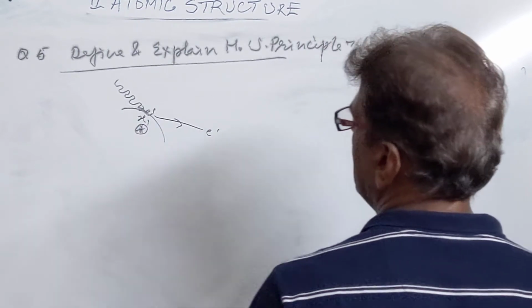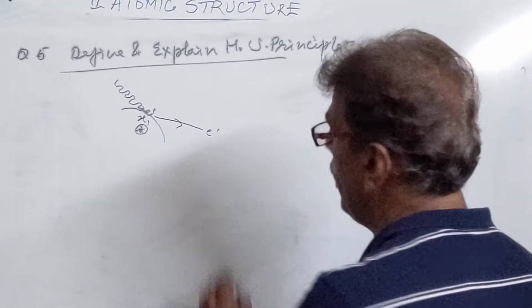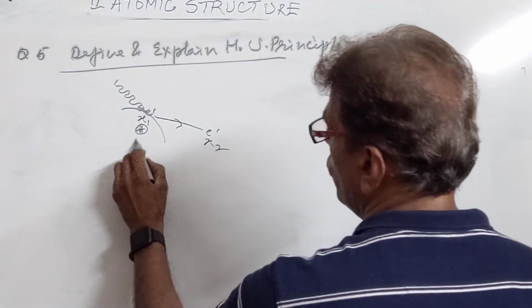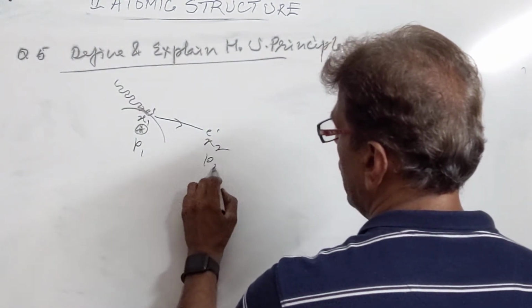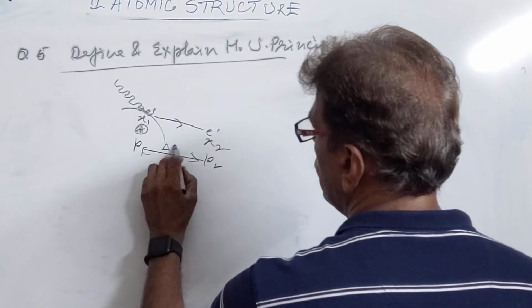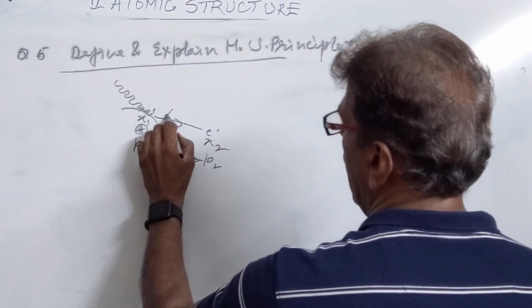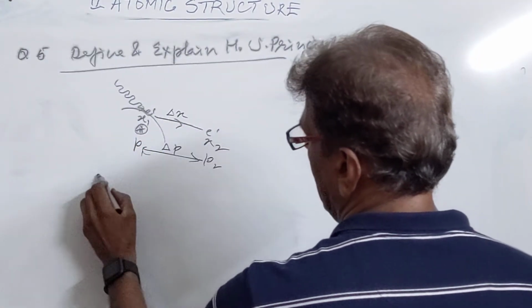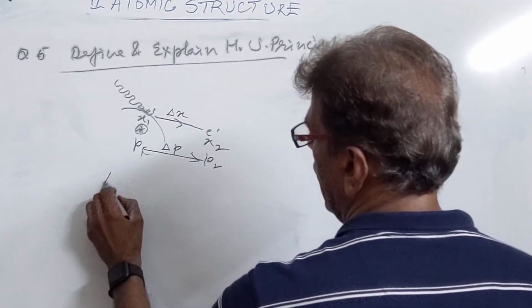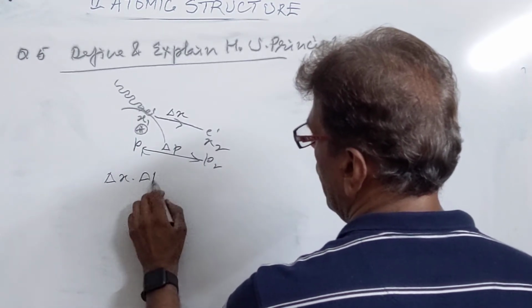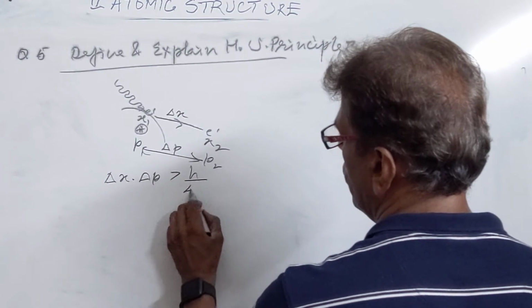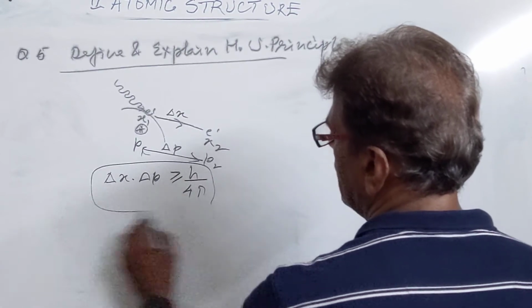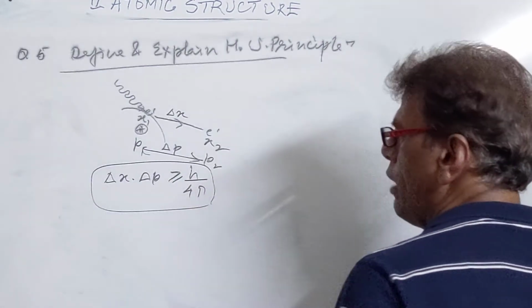If the initial position of the electron was x1, the final position is x2; its momentum was p1, now it is p2. The differences of these values are Δp and Δx. So in this case, the uncertainty produced, Δx·Δp, is greater than or equal to h/4π. If it is greater than this value, nothing can be known.